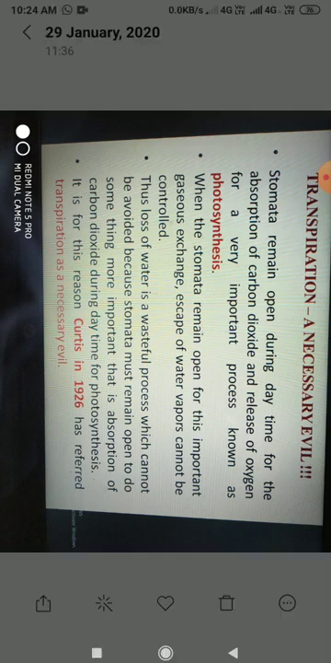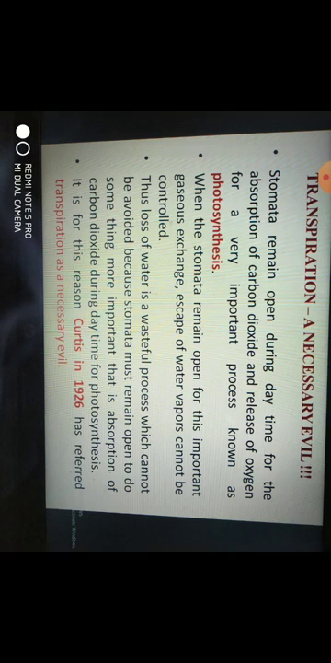Okay, so this is all about transpiration: types of transpiration, mechanism of opening and closing of stomata, the factors controlling transpiration, importance of transpiration, transpiration as a necessary evil, and also the difference between guttation and transpiration.